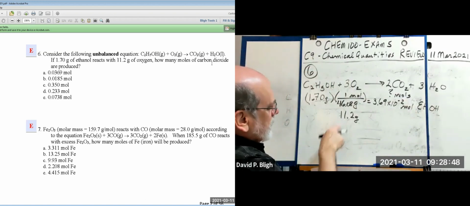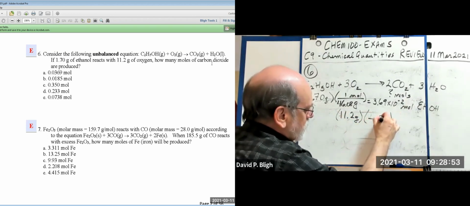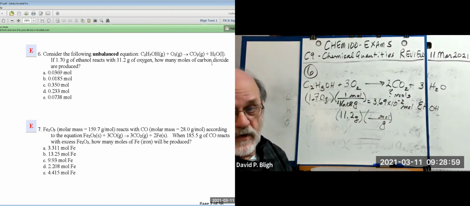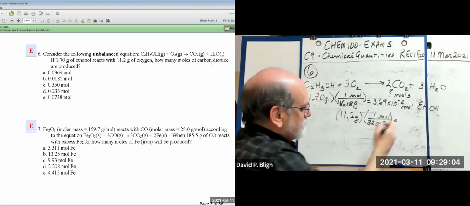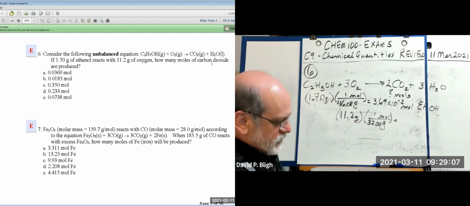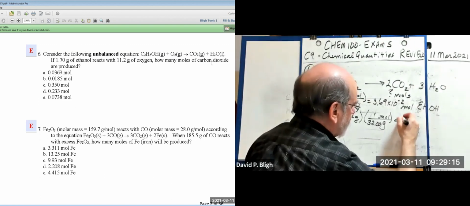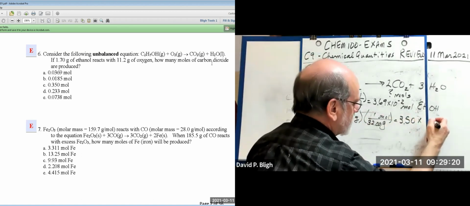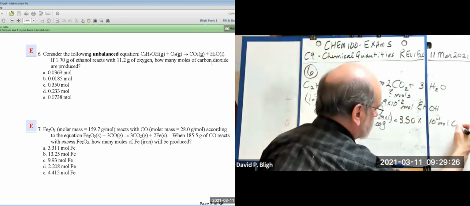Let's do this one. 11.2 grams of oxygen. What's the magic number here? Well, 1 oxygen is 16, so 2 of them is 32. So we have 11.2 divided by 32. 3.50 times 10 to the minus 1 moles of oxygen, 3 significant figures.